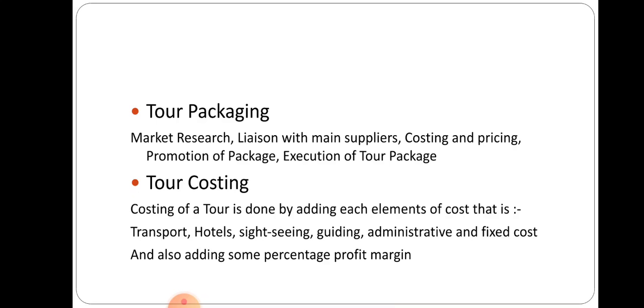This function includes another function, tour costing. Costing of a tour is done by adding each element of the cost, that is the transport, hotels, sightseeing, guiding, administrative and fixed cost, and also adding some percentage profit margin by a travel agent or tour operator.